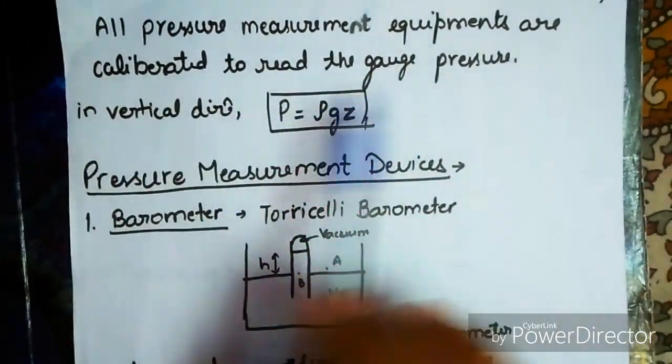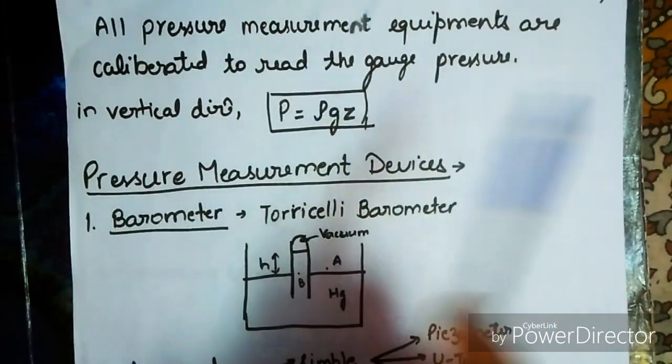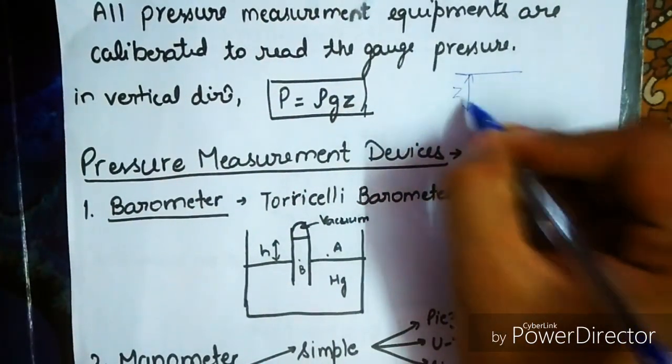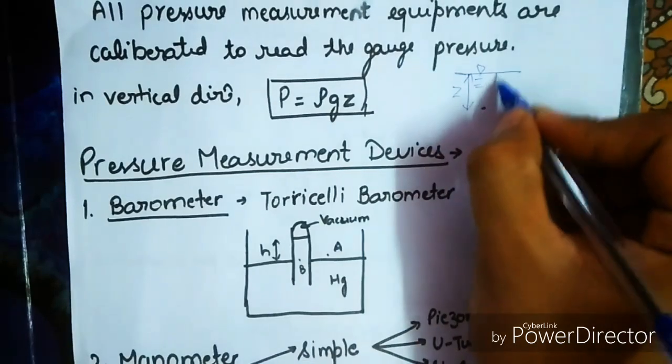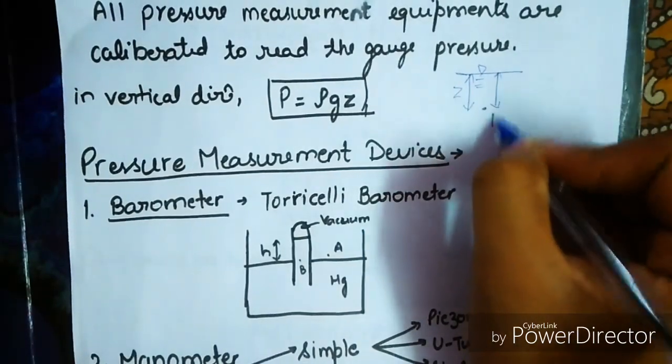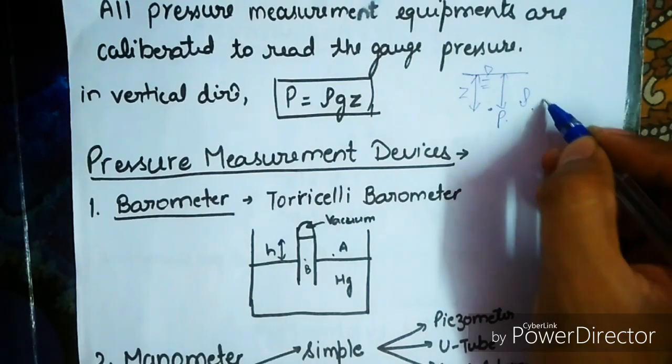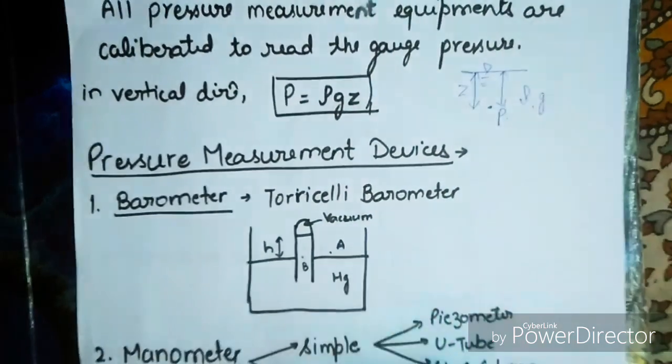Okay, how is this determined? In the vertical direction, P equals rho g z. If the liquid is filled like this and this is the z distance, and we have to find out the pressure here at this point, then P equals rho g z, where rho is the density of this liquid and g is the acceleration due to gravity.